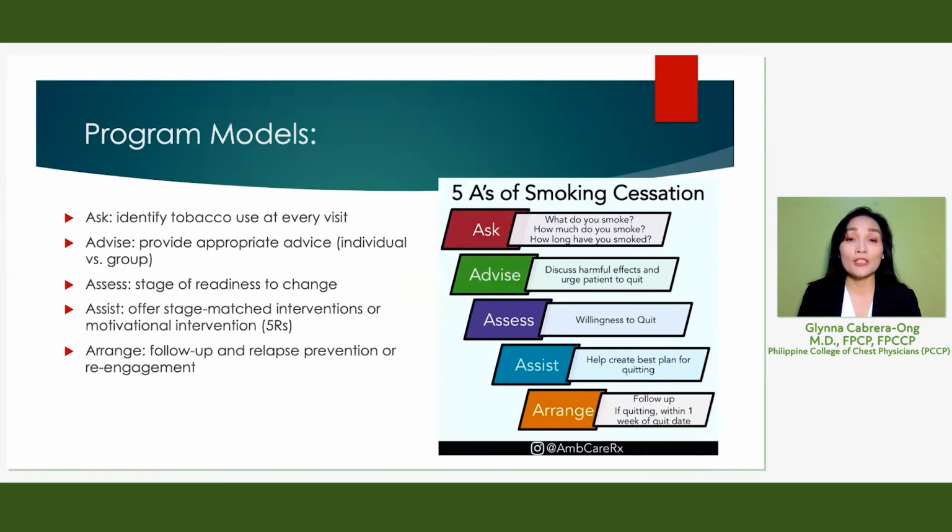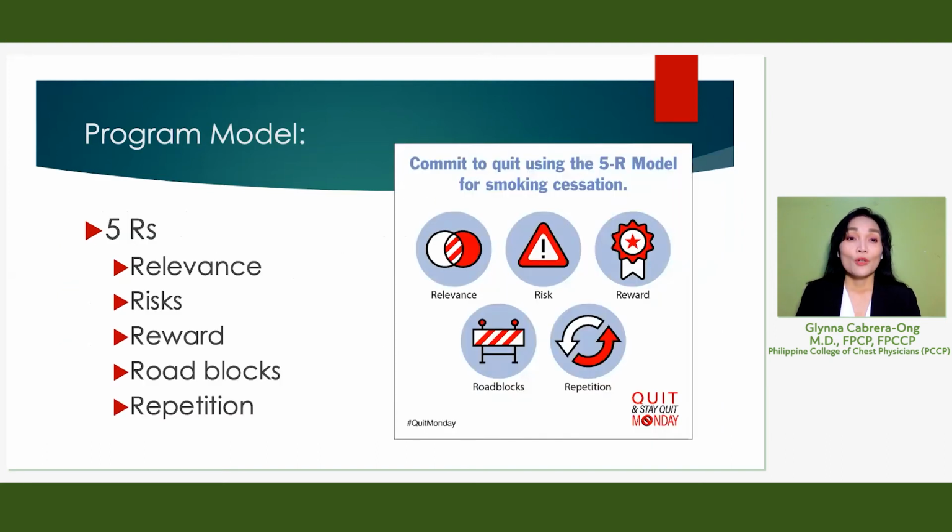The program models are usually the 5 A's that was, I'm sure, extensively discussed in the previous lectures. So it is ask, advise, assess, assist, and arrange. We also do the 5 R's, which is relevance, risk, reward, roadblocks, and repetition in helping our patients establish their motivations and being able to eventually decide to quit.